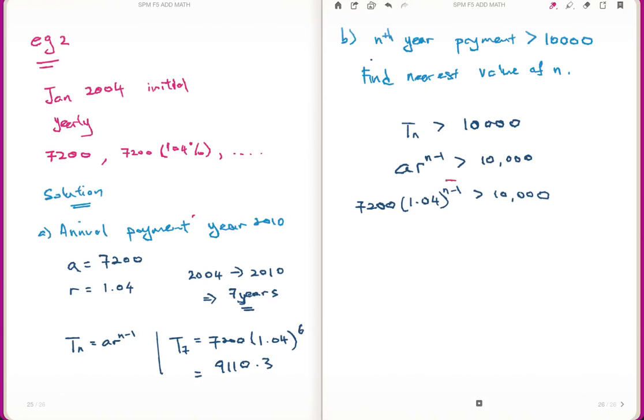In my Form 5 videos, which I've made available online, you may refer to the laws involved in logarithms. In order to get the index number, you use log. What you do is log both sides. The power term you bring to the front, n minus 1, times log base 10 of 1.04 is greater than log of 10,000 over 7,200.